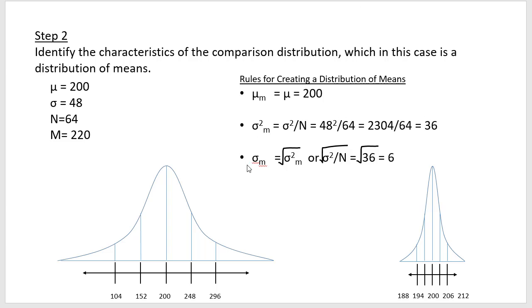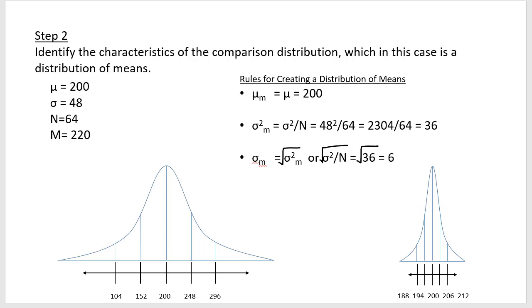The standard deviation of the distribution of means is equal to the square root of the variance of the distribution of means, or the square root of the variance of the population divided by n, which is equal to the square root of 36, which is equal to 6. So we have a comparison distribution that now has a mean of 200 and a standard deviation equal to 6. So it looks like this.